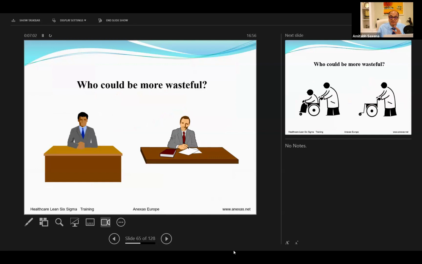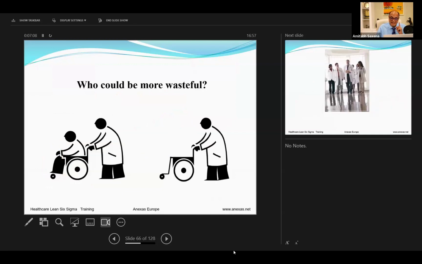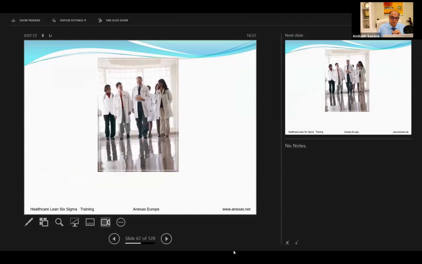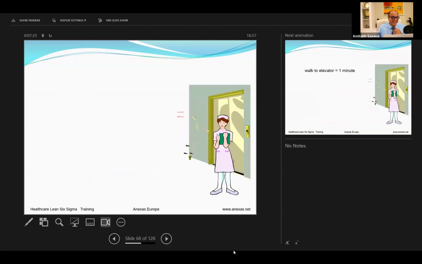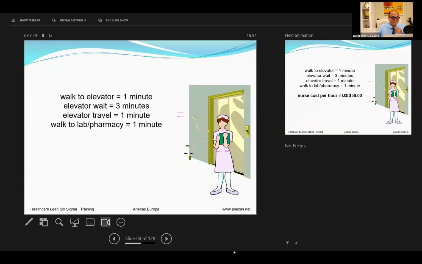If you are overusing, that's a waste. Similarly, if you are making your nurses work multiple shifts again and again, that's a waste, because overburden will lead to errors. So any equipment underutilized is a waste. Any person, any employee underutilized is also a waste. So the cost of a 5-minute MD walk, a walk to the elevator is 1 minute, elevator wait is 3 minutes, elevator travel is 1 minute, walk to lab or pharmacy is 1 minute.